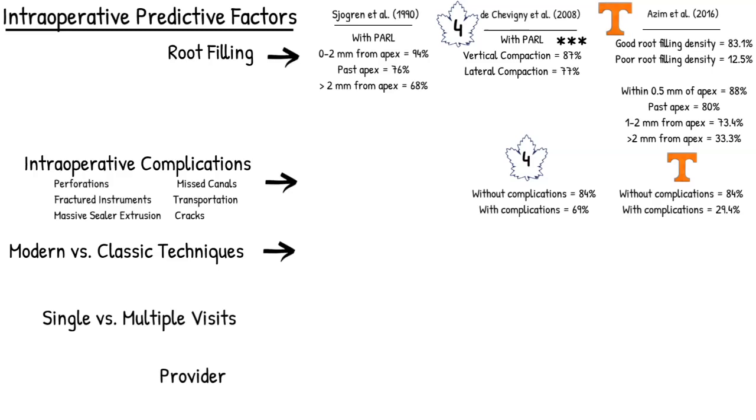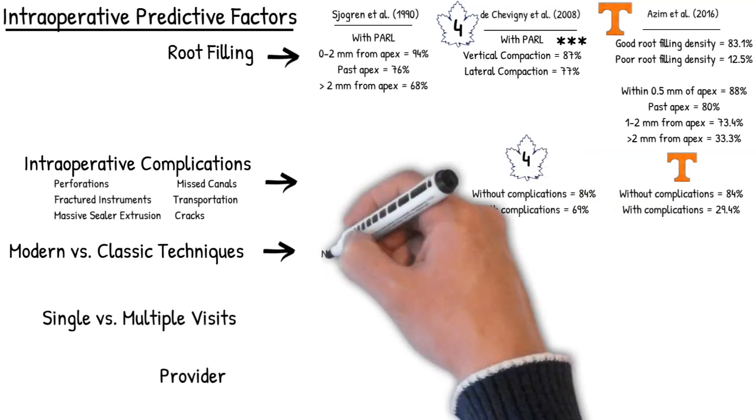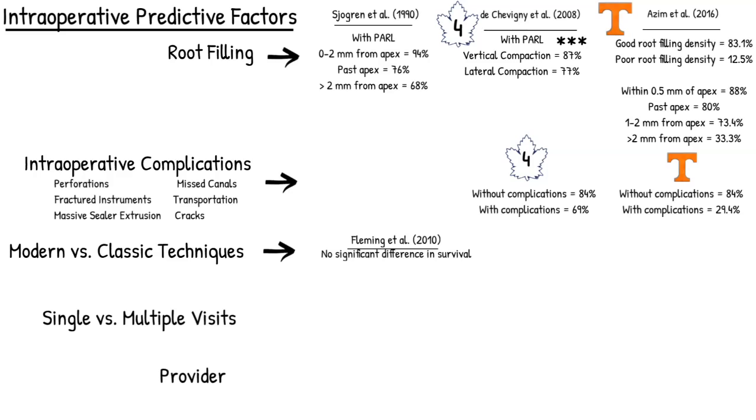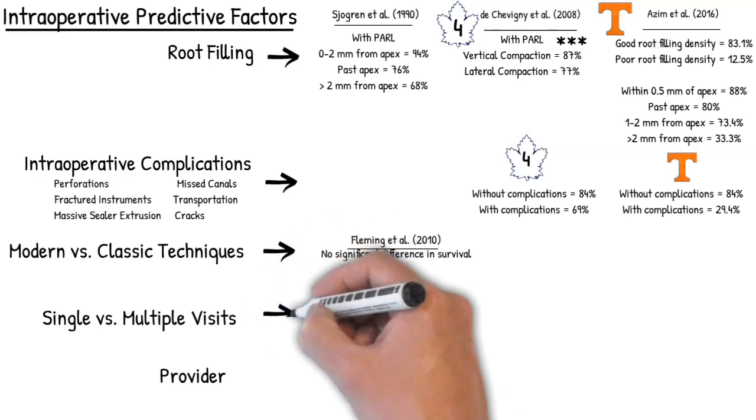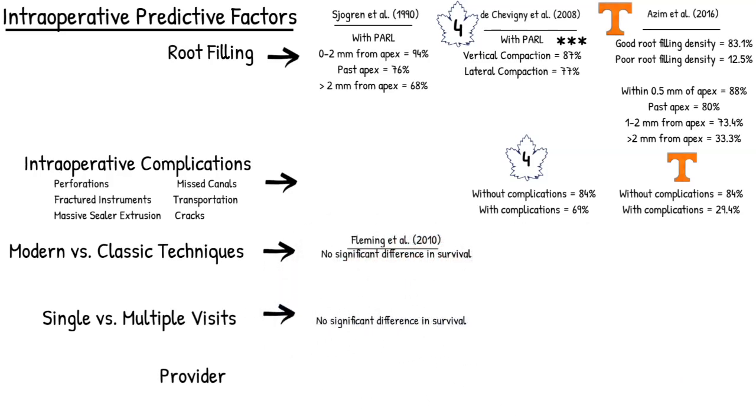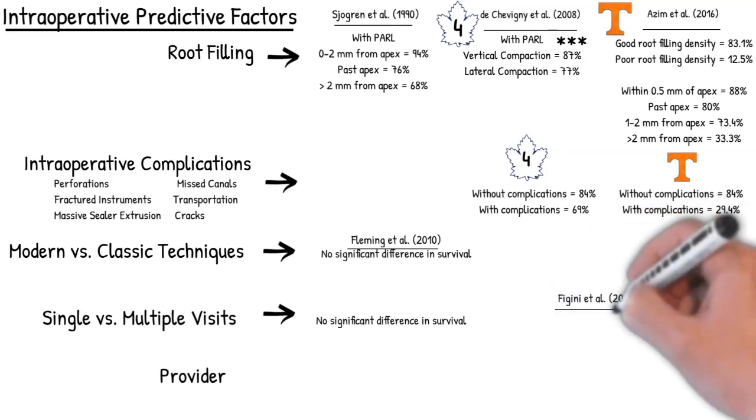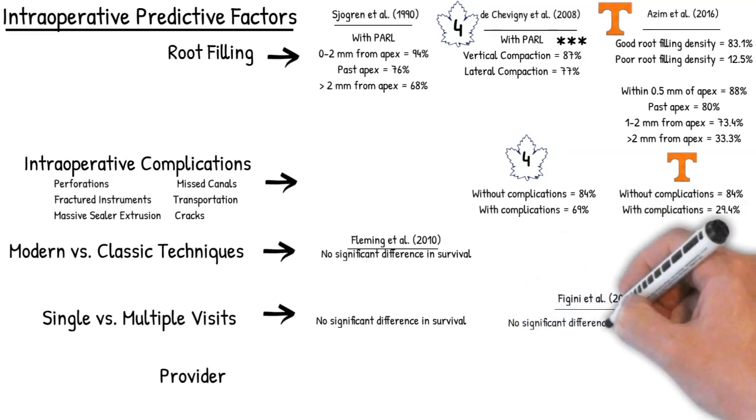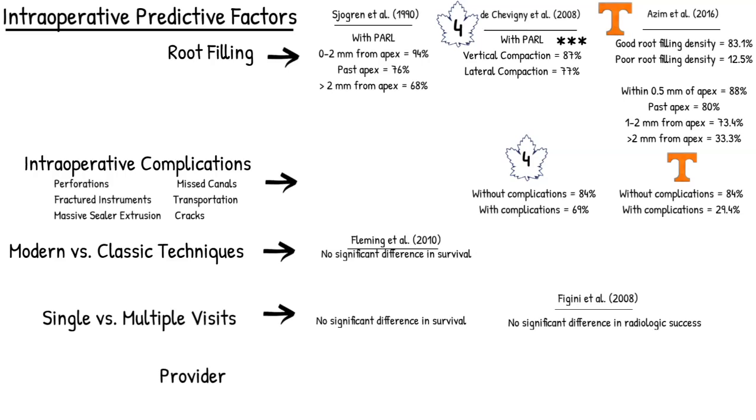When looking at modern versus classic techniques, considerations are made towards stainless steel hand filing, rotary instrumentation, microscopy, and multiple visits. Fleming and colleagues did a comparison of these two types of techniques, and they found no significant difference in survival. Now, in single versus multiple visits, that same study also found no significant difference in survival. That theme seems to be pretty common. Foggini and colleagues in 2008 found no significant difference in radiologic success between single and multiple visits.